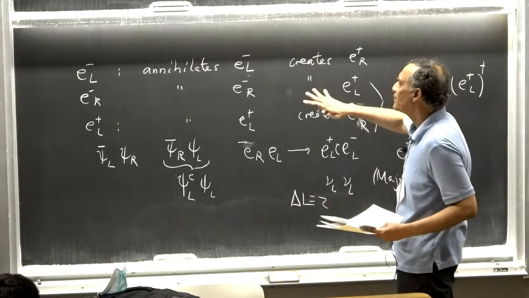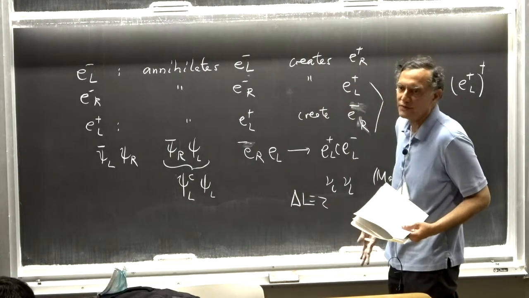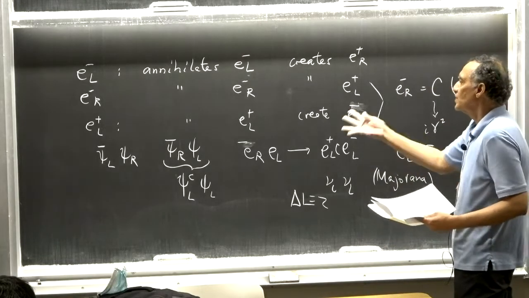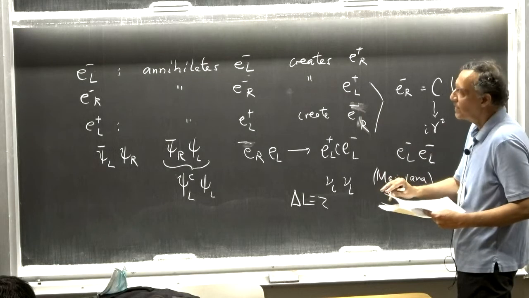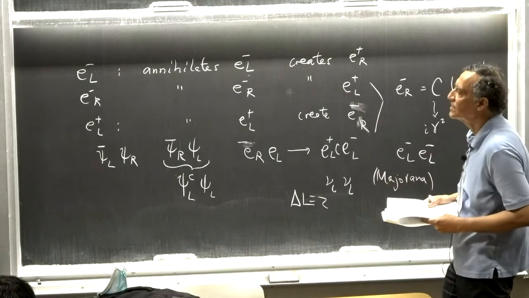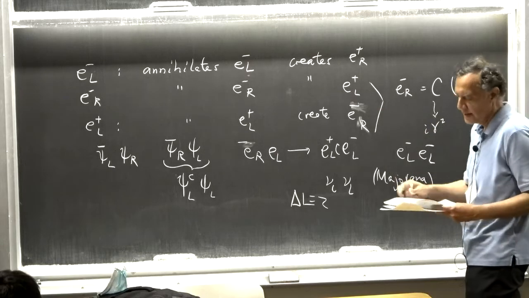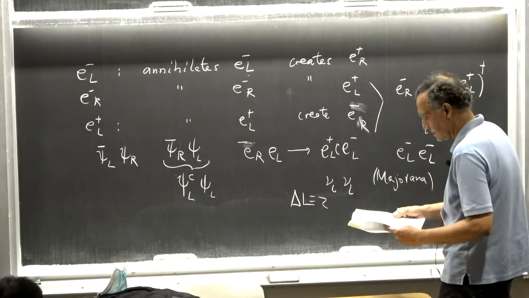So some people prefer to only use left-handed fermion fields. You can use some mixture of left and right-handed or whatever. But as far as the Lorentz group is concerned, the left and right-handed parts are independent of each other. So you can, and they don't have to have the same interactions.